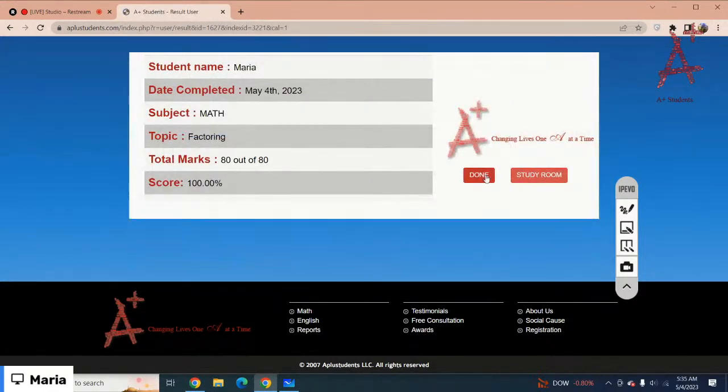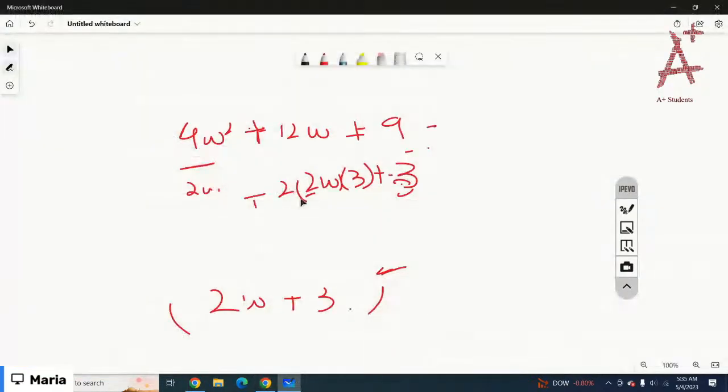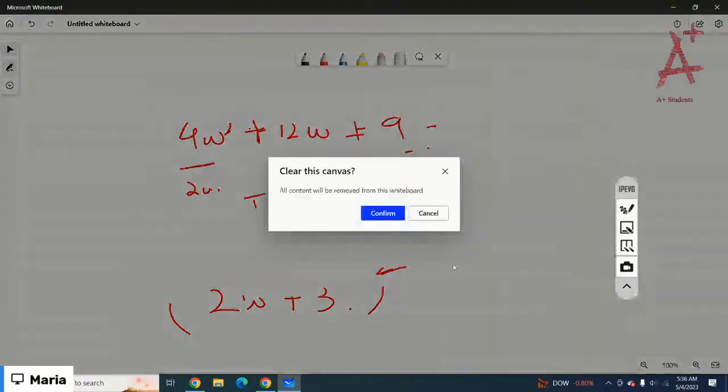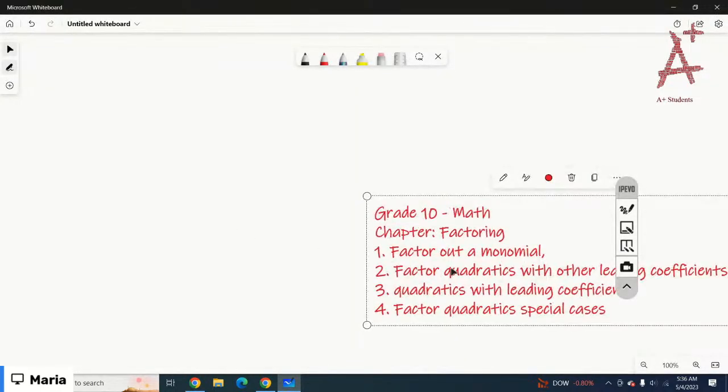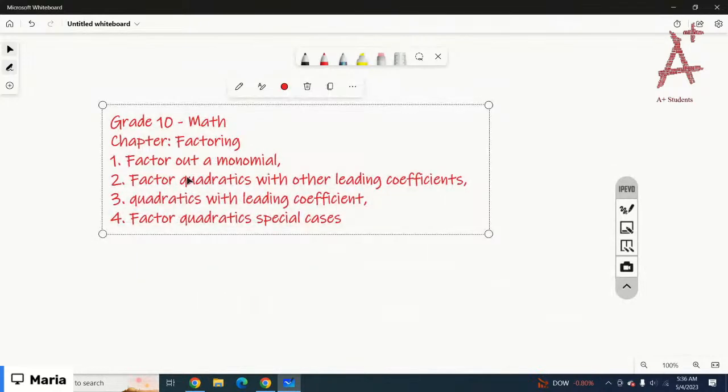Okay, we are done with the test. So we're working on grade 10 maths. The chapter we're working on is factoring, and the lessons we have completed today are factor out a monomial, factor quadratics with leading coefficients, and factor quadratics special cases. So please make sure before the next session you complete all the test questions for the lessons we did today.